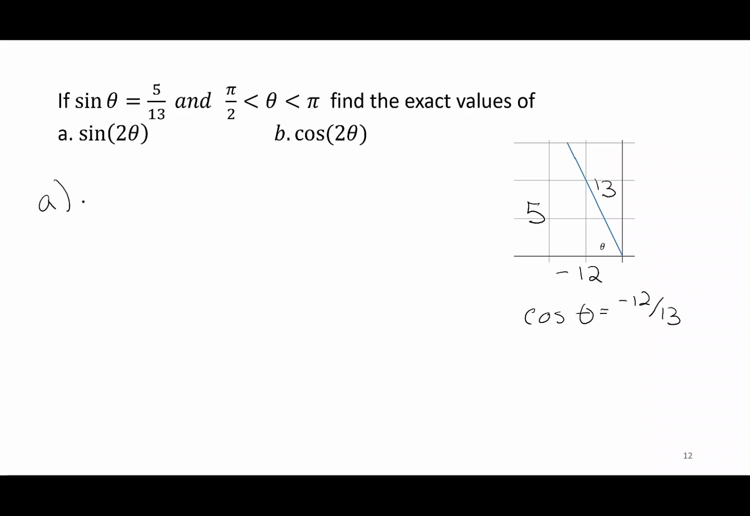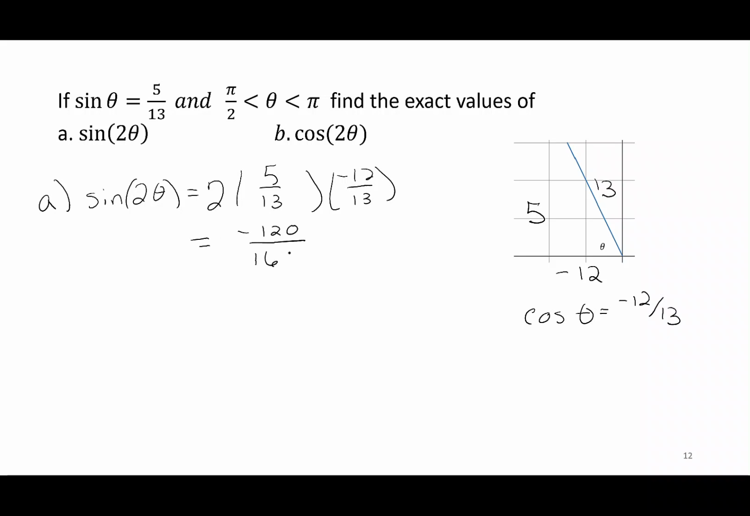For part A, the sine of 2 theta will have 2 times the sine of theta, which was 5 over 13, times the cosine of theta, negative 12 over 13. That simplifies to negative 120 over 169.